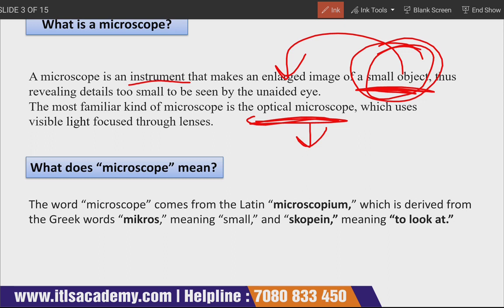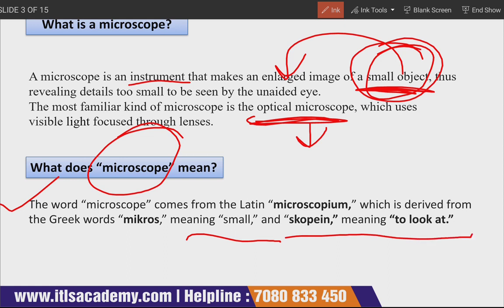So what does the term microscope mean? From where did this term come? The word microscope comes from the Latin microscopium, which is derived from the Greek words mikros, meaning small, and skopein, meaning to look at. So it means to look at a very small object, which is visible only through a microscope. So this is what a microscope is and where the word came from.